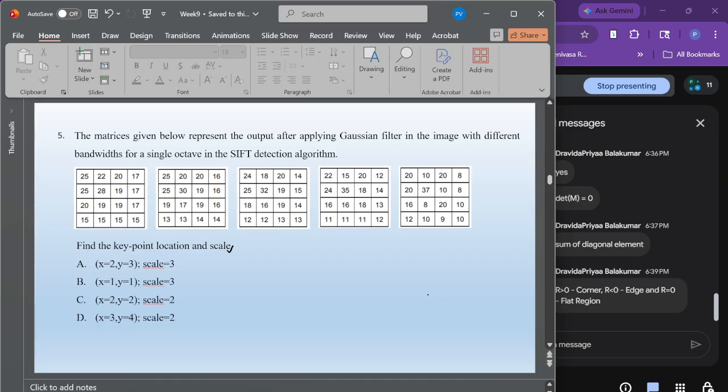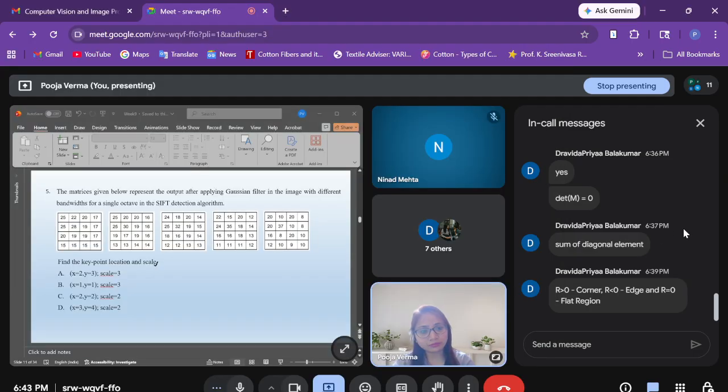Anyone? Anyone would like to answer this question, or just tell how we can solve this question, or any idea?